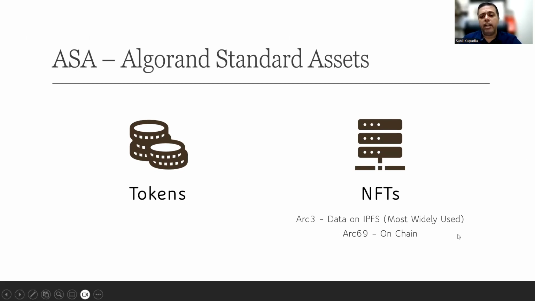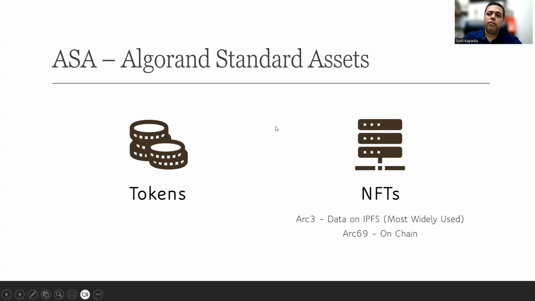And on the NFT side, we have two token standards. One is ARC3 and the other is ARC69. Now in ARC3, the data or metadata, whatever you want to call it, is stored on IPFS, while in ARC69 the data is on the blockchain itself. Which is not a very good idea if your data size is large. So normally we use the IPFS option and not the ARC69 one. Apart from that, both NFTs pretty much have the same standard.